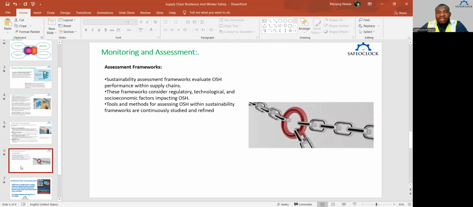So with monitoring and assessment, how do we monitor this supply chain safety and global sustainability? The first aspect that we can put into place is to ensure that the framework of occupational health and safety performance within the supply chain is followed, following the Millennium Development Goals, the MDGs. This will help to ensure that health and safety is properly taken care of, the environment is taken care of, the government requirement is taken care of, and the social aspect of the economy is also taken care of. These frameworks cover the regulatory, technological, and socio-economic factors that will impact health and safety.